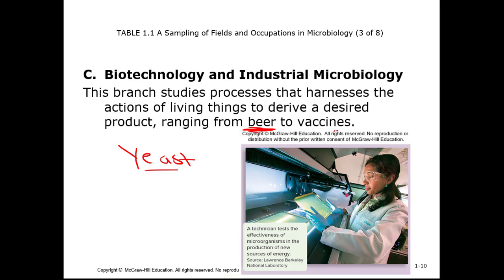Vaccines are also produced by microbes. Not only are vaccines made to prevent disease, we actually produce them using microorganisms. I'm sure you could think of many other products that we use microbes to make, such as yogurt, cheese, bread, a lot of different things.